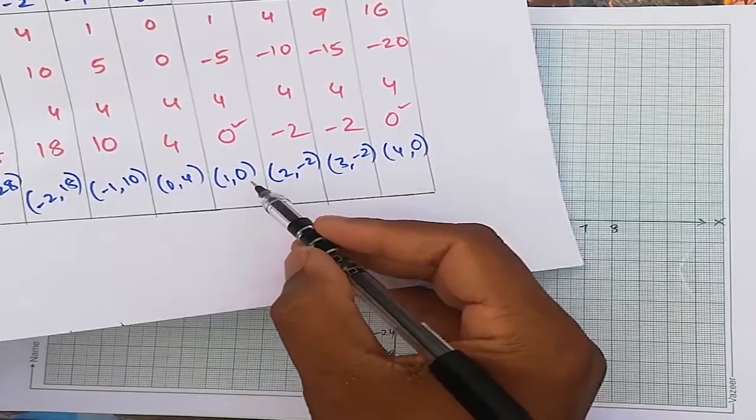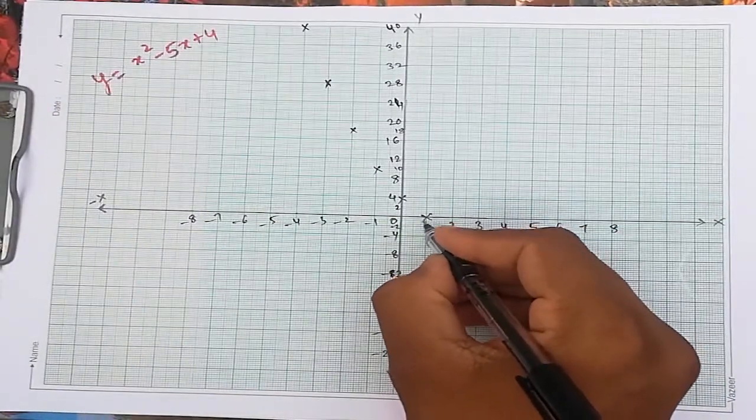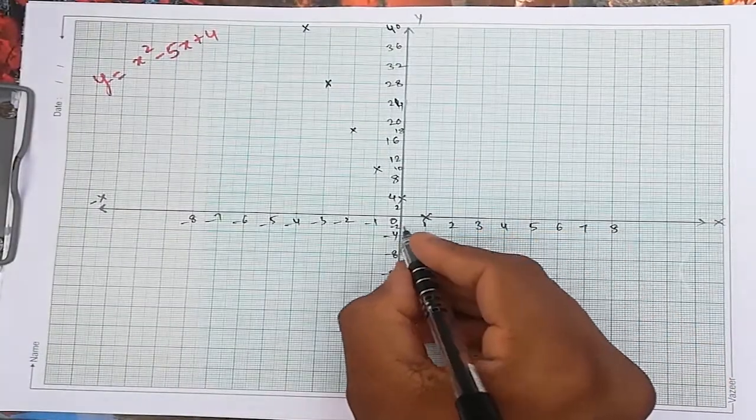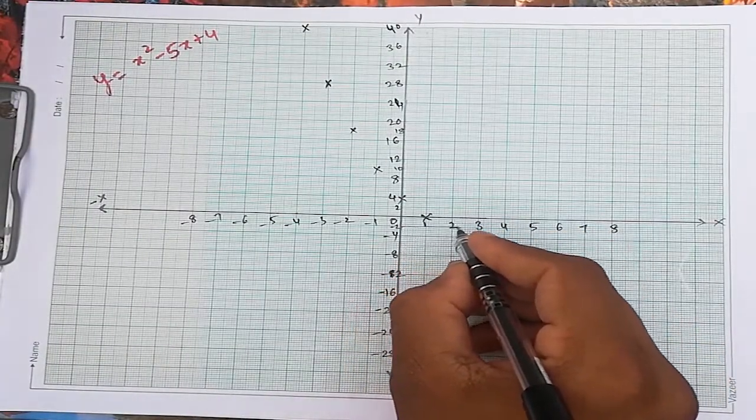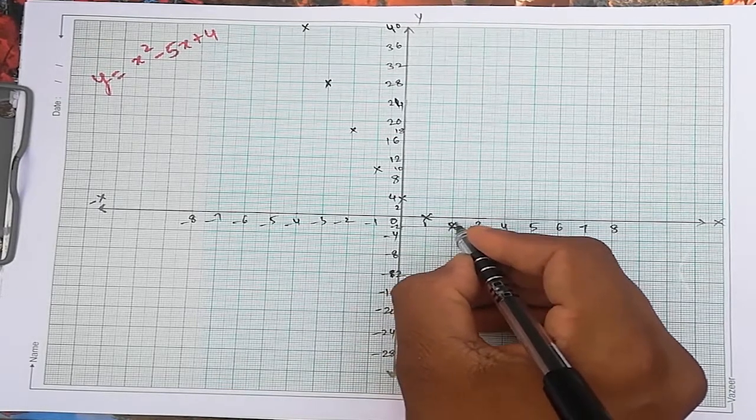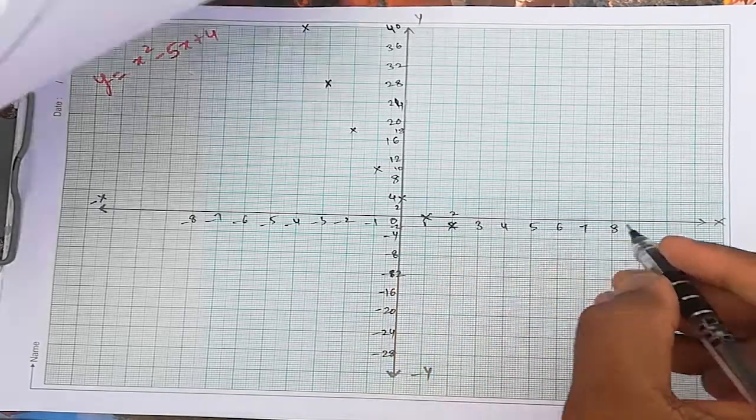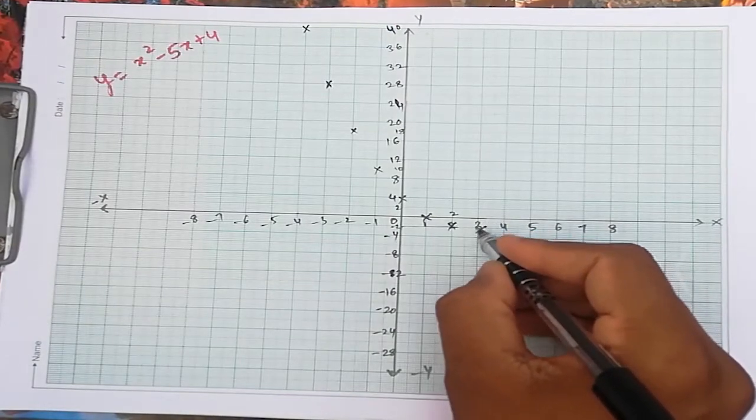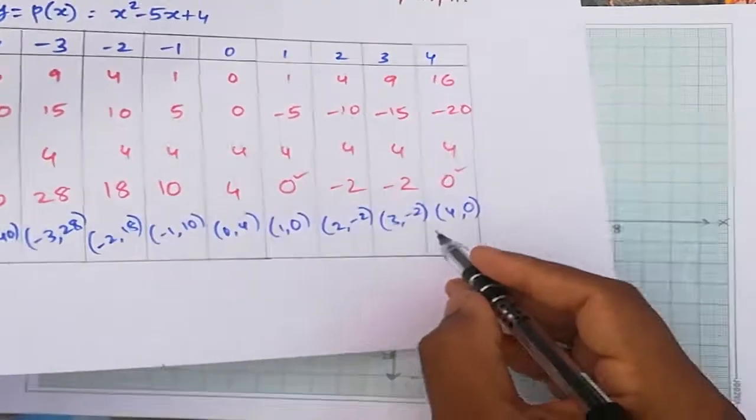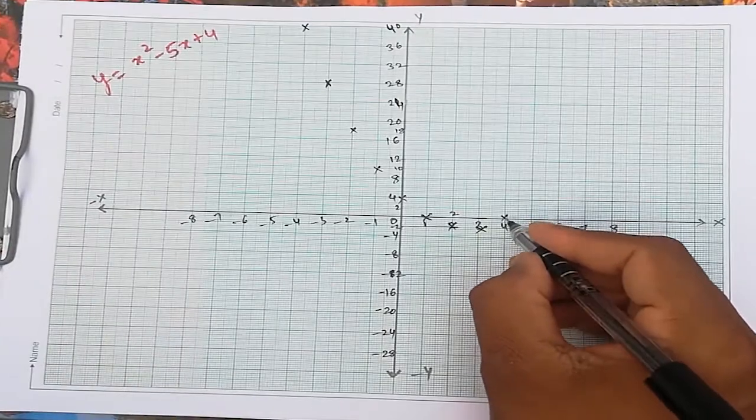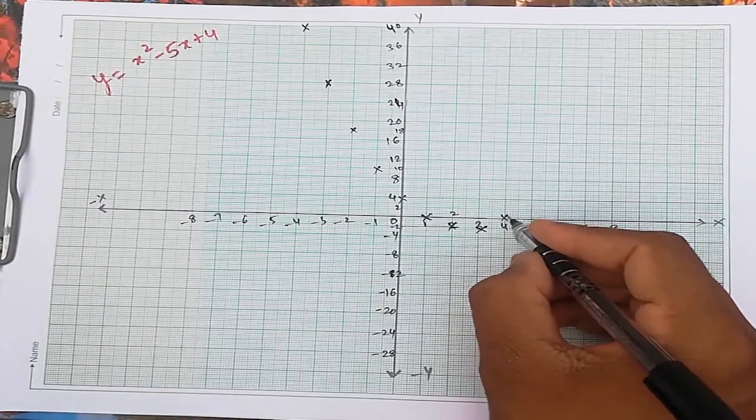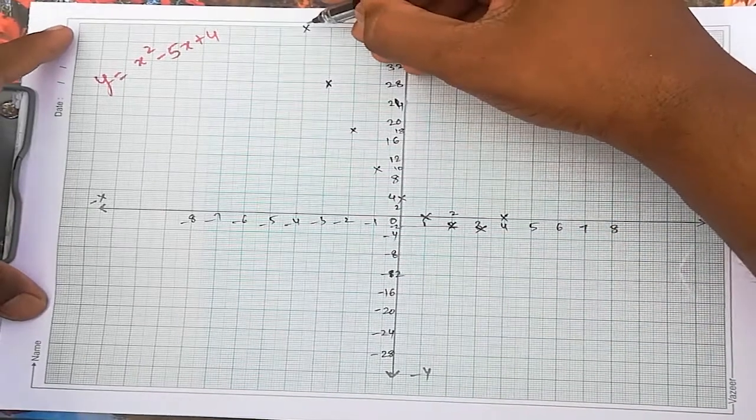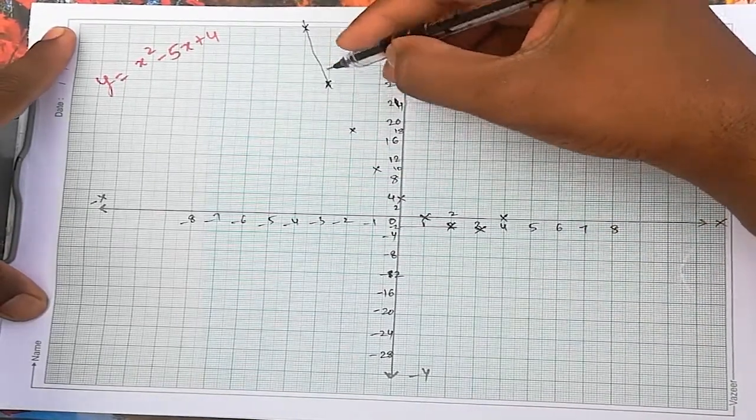Then 1, 0. 1, 0 means on 1 only, on the axis. 2, minus 2 means down, between this one, this is 2 and minus 2. 3, minus 2, again on 3 and minus 2. Then 4, 0, on the axis. Now we'll mark them. We'll join them, this is all with free hand.